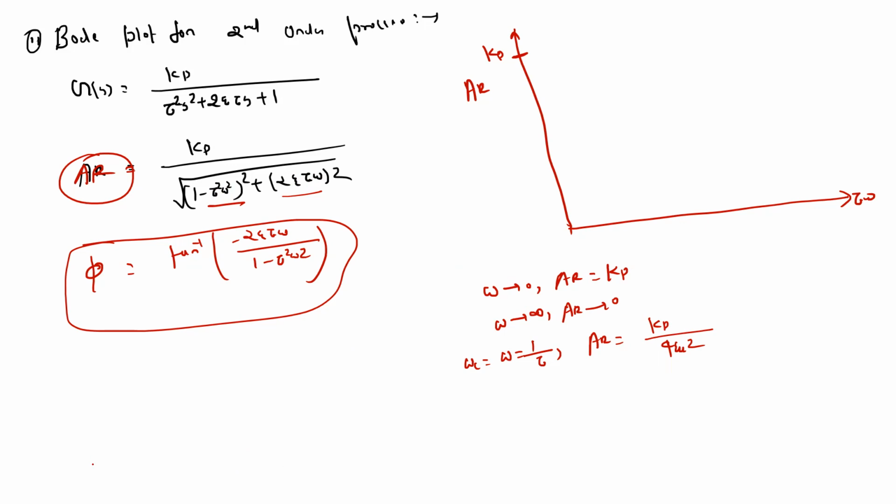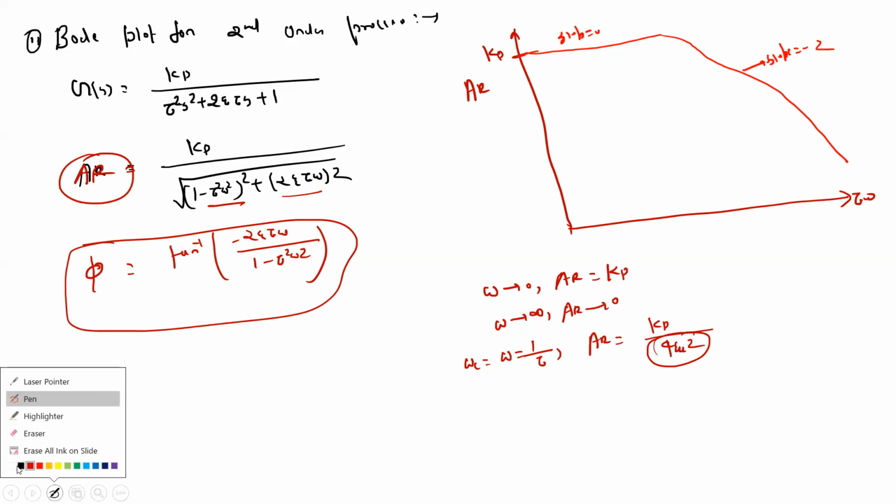Here your amplitude ratio depends upon two things, that is zeta as well as Kp. So it will start from here. Initially the slope will be 0 and it will go like that. But here the slope will be minus 2, right? Here the slope will be minus 2. But here you see, it will also depend upon zeta. If I increase zeta, amplitude ratio will decrease, right? With respect to your omega. So here you will see these kinds of things.